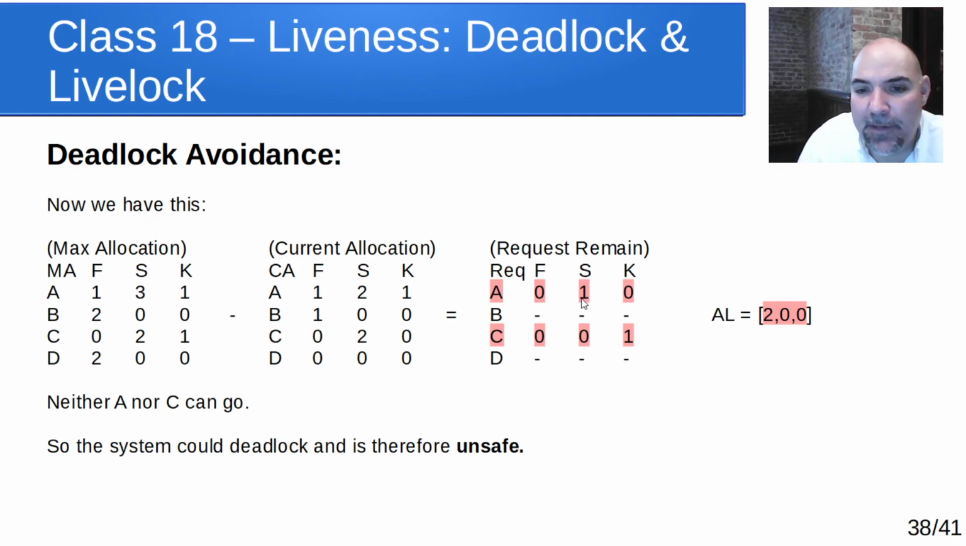And the big problem here is the S and K, that they both need that. So this system could deadlock and is therefore unsafe. Now, we don't know that it's necessarily deadlock, because they might give up one of those resources they're holding on to right now, but it's unsafe to grant any request right now, or it's an unsafe state right now.